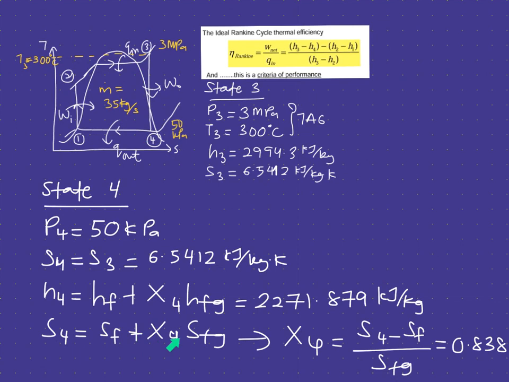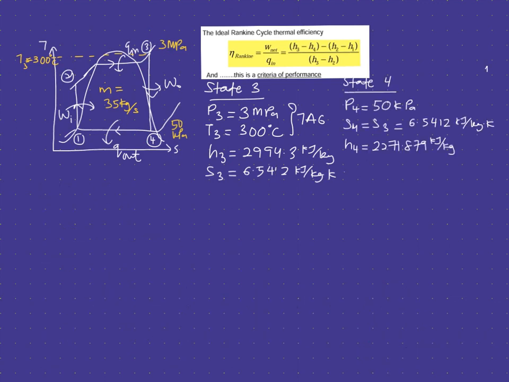So you plug in all the values needed, SF, SFG, obtained from your property table. So you will get your value of X4 is equal to this one, and substitute this value into your X4 together with the value that you get from your property table. So it will give you finally your H4 is equal to this value. So next we proceed to find your state 1 and 2.